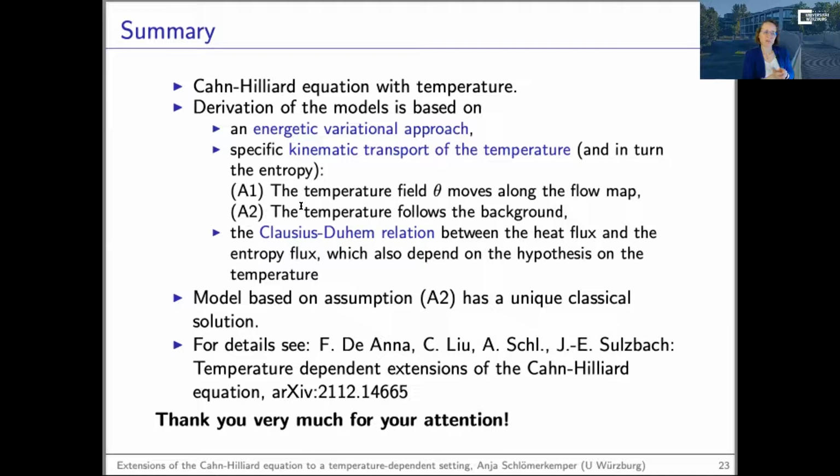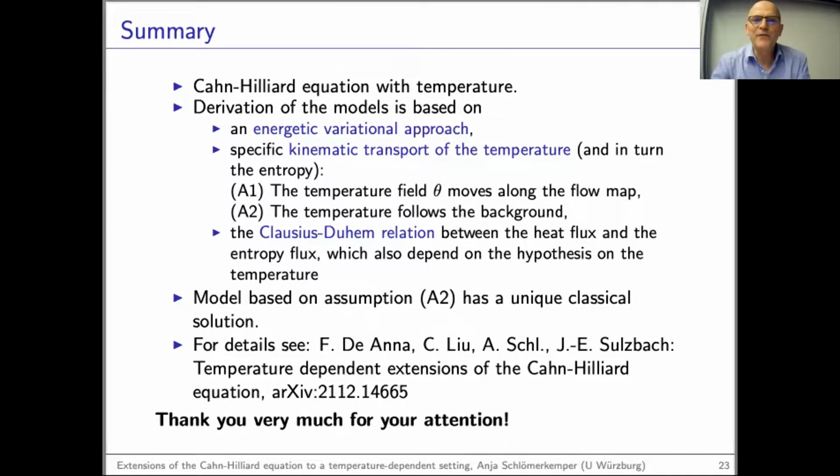Moreover, I showed that the model, which is based on the hypothesis A2, has a unique classical solution. And for details, I would like to refer to this preprint article. Thank you very much for your attention. Thank you very much, Professor. So, questions? Professor Garcke, please.